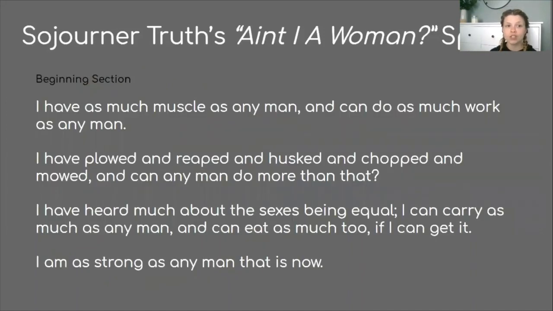All right, first we're going to look at the beginning section. I'm going to read it, and I just want you to think the whole time, what is she trying to say, and how can I put this into my own words? I have as much muscle as any man, and can do as much work as any man. I've plowed and reaped and husked and chopped and mowed, and can any man do more than that? I have heard much about the sexes being equal. I can carry as much as any man, and can eat as much too, if I can get it. I am as strong as any man that is now.